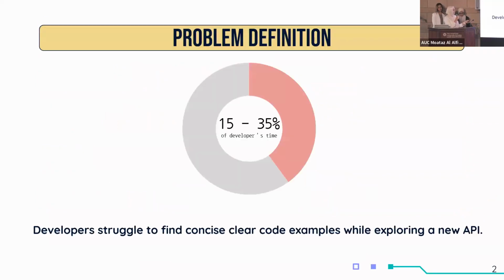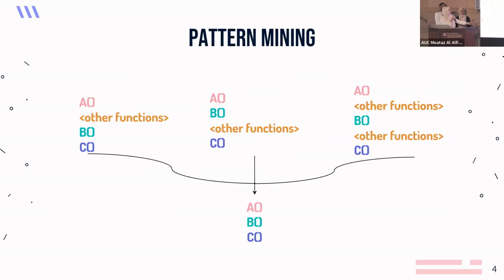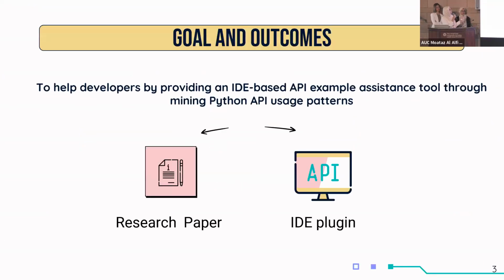So the problem definition is that developers struggle to find concise, clear code examples while writing code. Studies have shown that 15 to 35% of developers' time is spent on the web while writing code. So our goal is to help developers by providing an IDE-based API example assistance tool through mining Python API usage patterns. And our outcomes are a research paper to document our journey and an IDE plugin.